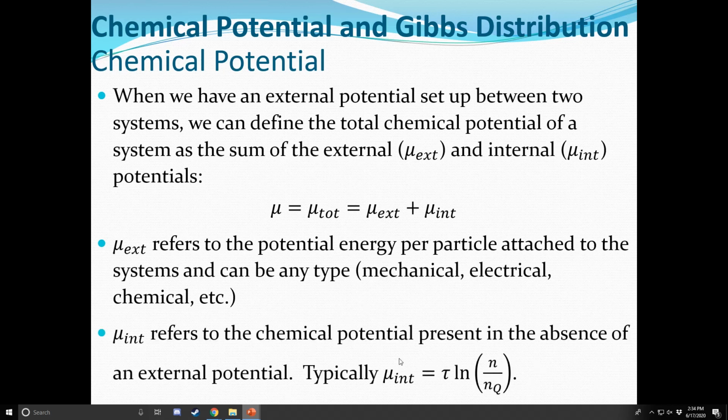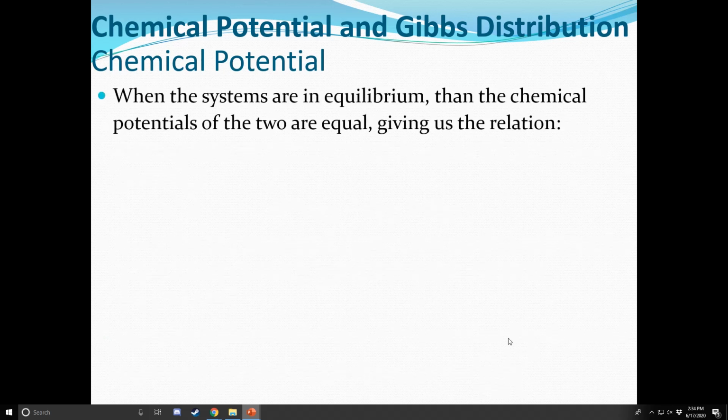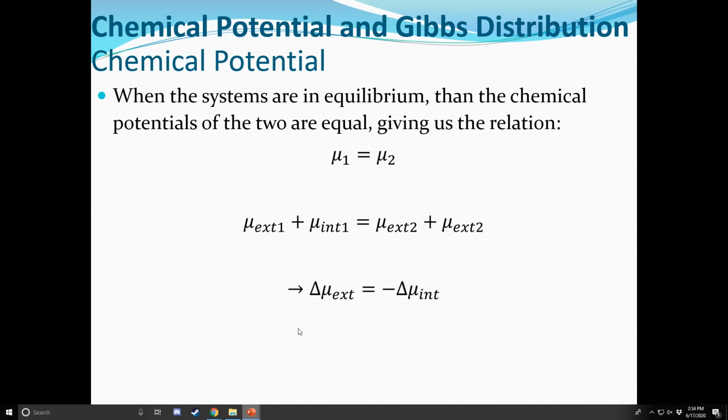All right. So yeah, this pretty much says the same thing, that this is the tau ln equation that you got before. All right. So going back, when we have the two systems in equilibrium, their chemical potentials will end up being equal as well. So that means that in situations like this, the change in the external potential is going to be equal to the change in the internal potential.